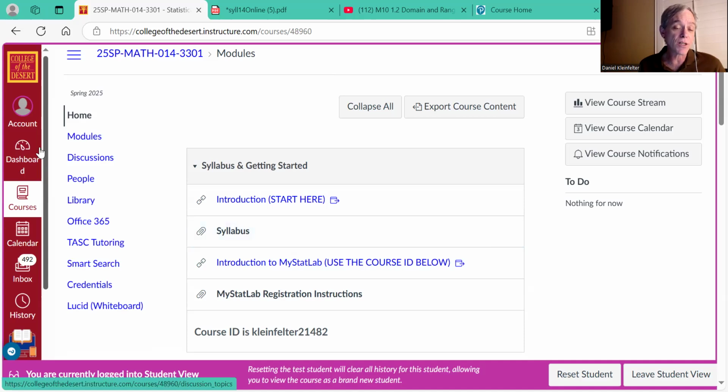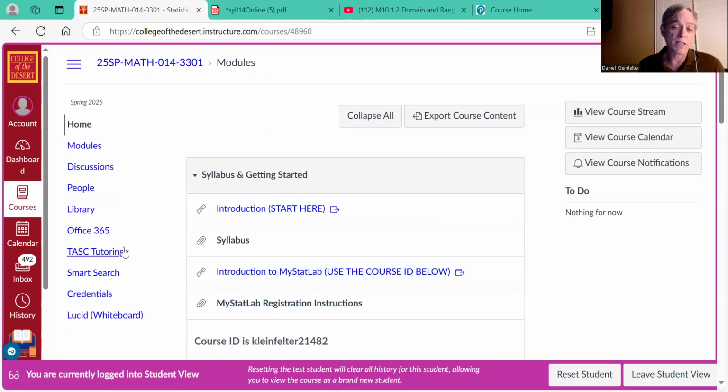As far as navigation goes, the main things that you'll need for Canvas are this middle panel where it says syllabus and getting started. That middle portion all the way down is going to be what you're going to need. Along the left side, home is right here. Modules takes you actually to the same place the way that I've set it up. Discussions, we may have some discussion questions over the course of the semester. You'll access those here. And then you can check out anything else that you like in this column, but there's nothing actually required here.